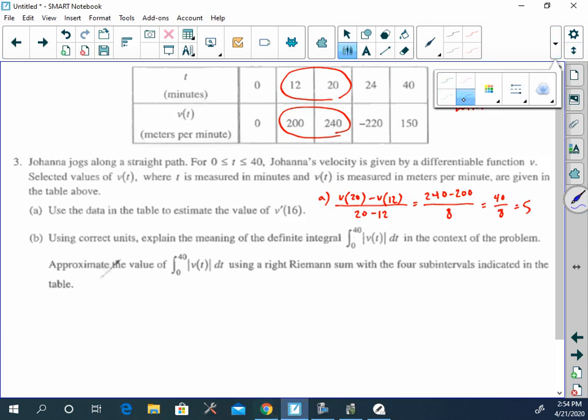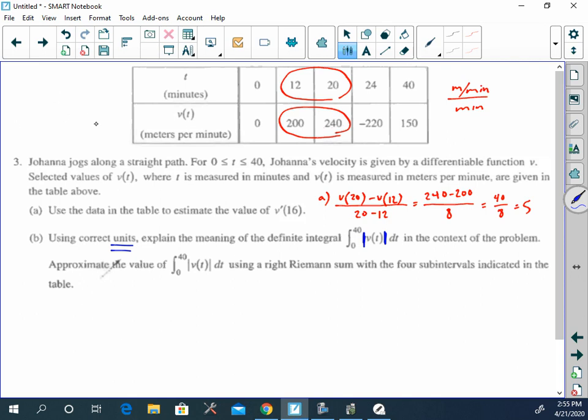For part B, it says using correct units. So here, make sure that you're finding the units. Explain the meaning of the definite integral. We're given the integral, and it's got the absolute value on it. When it's got the absolute value on it, it's going to make all those negatives positive, which is going to make your value a lot larger than if you had actually calculated these negatives in their spot. So what that's going to do is give you the total distance traveled. Whenever you see the integral and the absolute value of velocity in it, that's the total distance traveled.